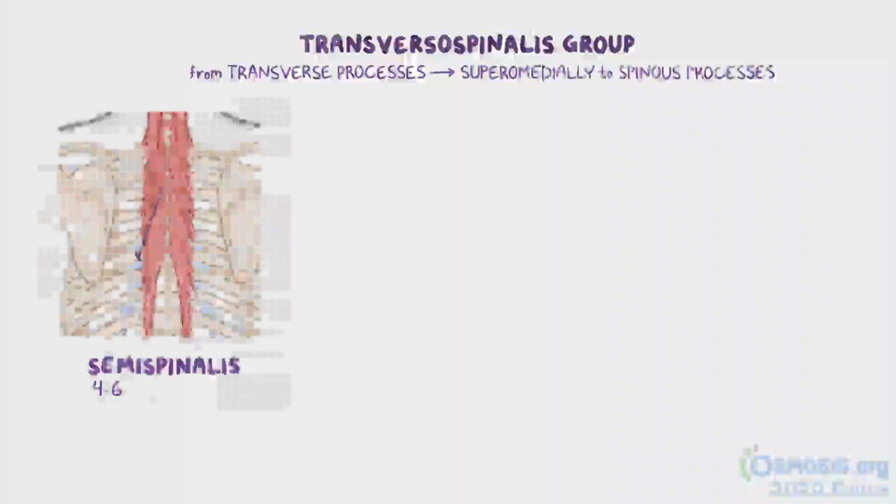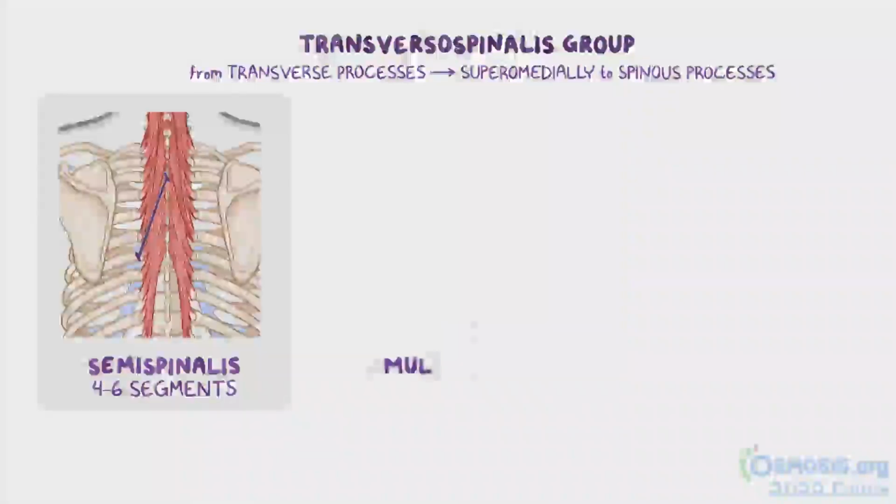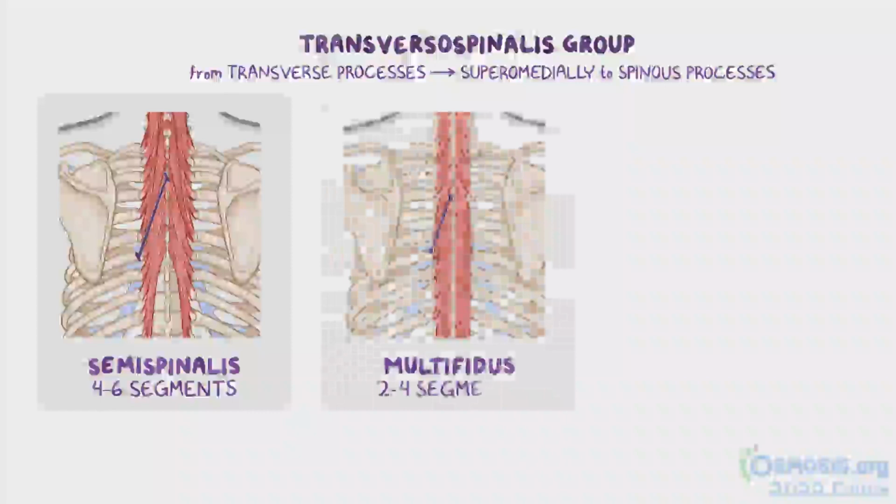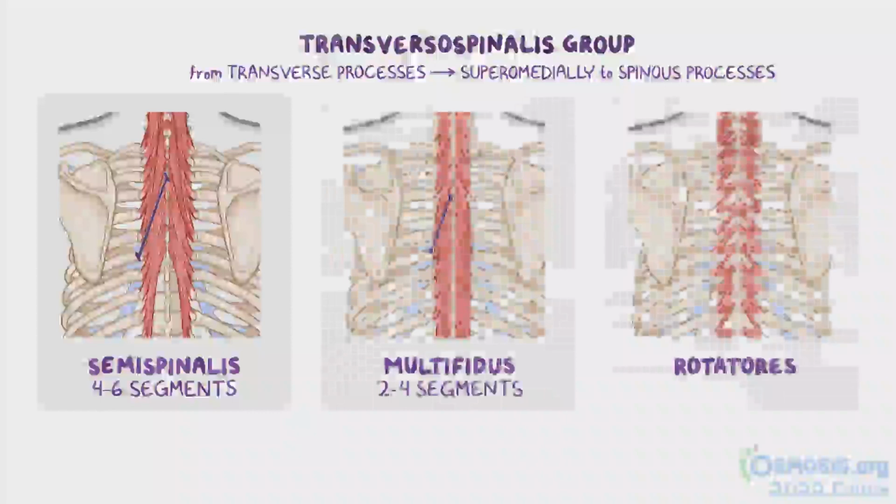So, all the muscles of the transversospinalis group originate from the transverse processes and pass superior-medially to the spinous processes. To differentiate between them, focus on the length of the muscle fibers. The semispinalis muscle spans 4 to 6 segments. The deeper multifidus spans 2 to 4 segments. And finally, the deepest muscles, the rotatories, span 1 or 2 segments.